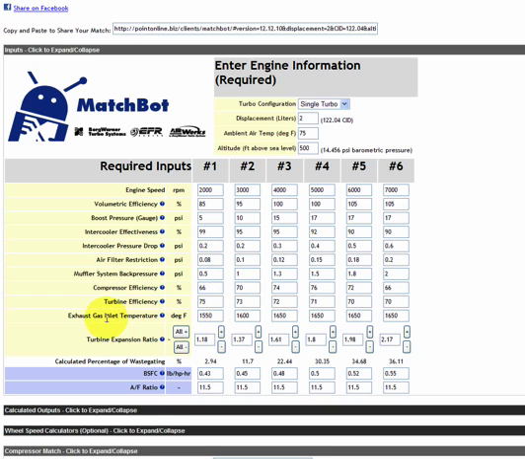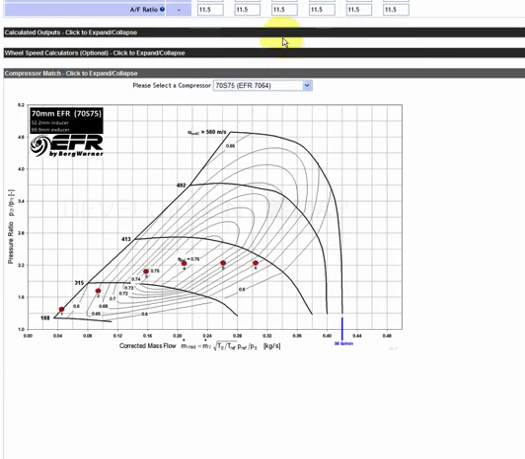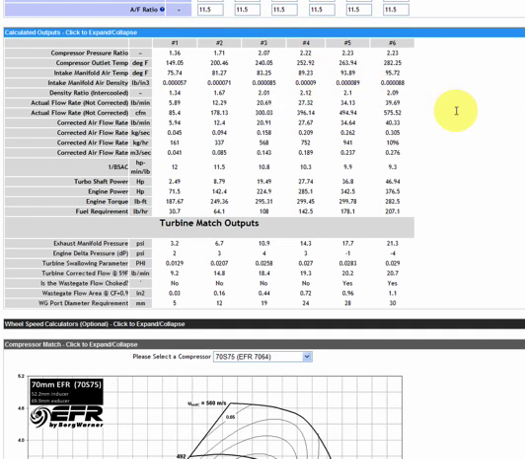I'm going to hold off on this turbine expansion ratio adjustment here. I'll explain that in a moment when we look at the turbine map. Let me first show the output screens. You can see that each of these bars can be expanded or collapsed. So what I did just then was I clicked on the calculated outputs bar, which expands that section. This gives all of the text-based outputs of the match.